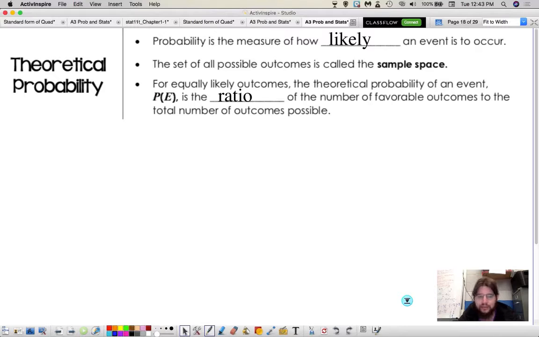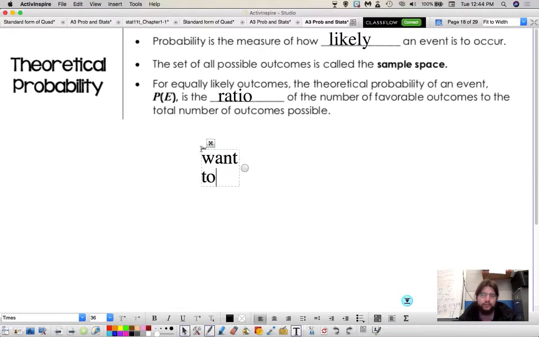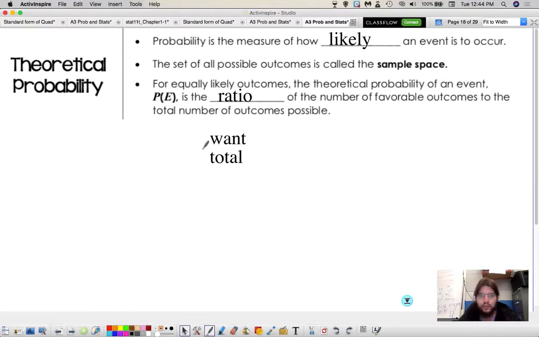Here's how I say it. Probability, it's what you want, over the total. The total, that's your sample space. What you want, that's your favorable outcomes. Odd number, red card, whatever you're talking about. But that's your probability. This is kind of like function notation, probability of event E. So we'll notate it like that for this class.